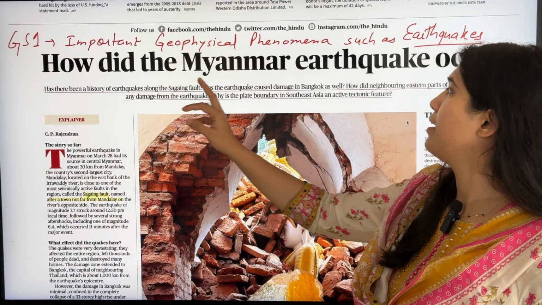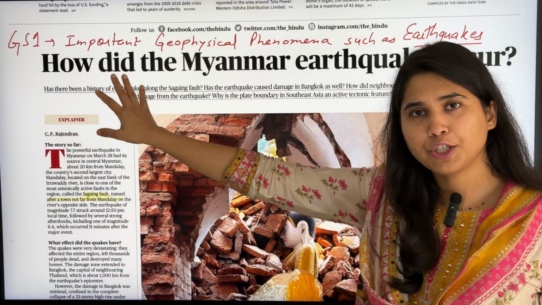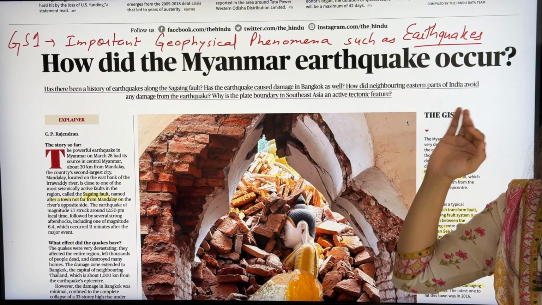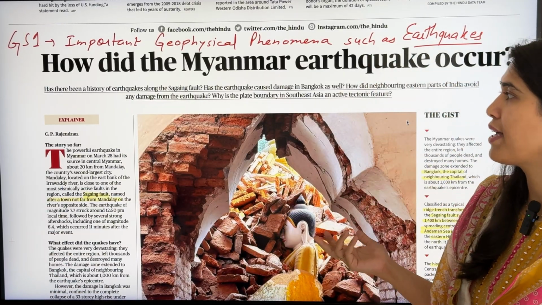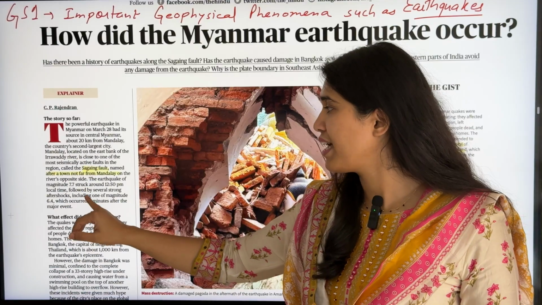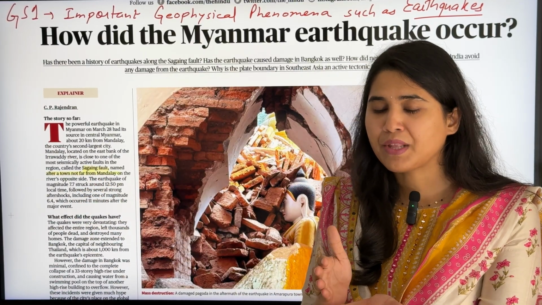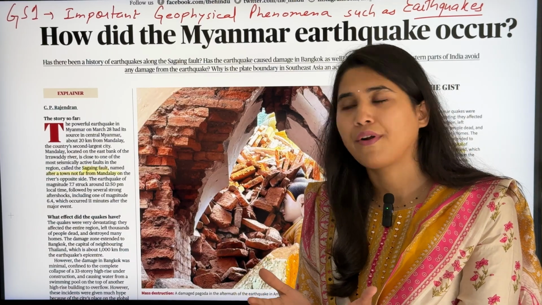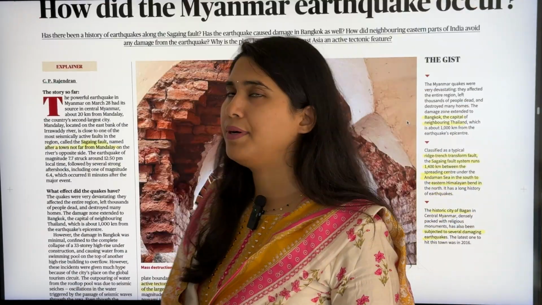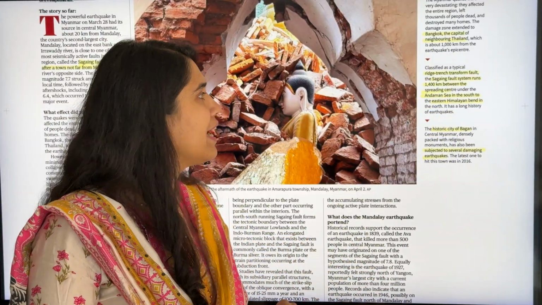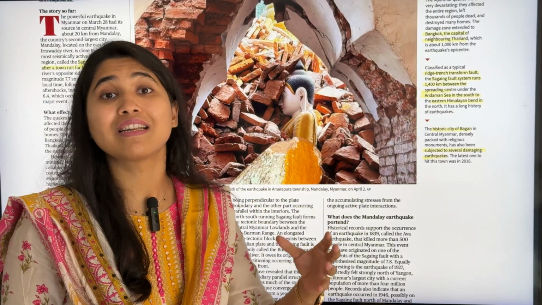So how did the Myanmar earthquake occur? This comes under GS Paper 1, important geophysical phenomena such as earthquakes, the last point in GS Paper 1. There has been a history of earthquakes along the Sagaing fault, and this earthquake happened around the Sagaing fault. The Sagaing fault is where the plates are breaking, there are fractures, named after a town not far from Mandalay. It happened around Bangkok, the capital of neighboring Thailand, and was classified as a typical ridge-trench transform fault. It was a transform fault.